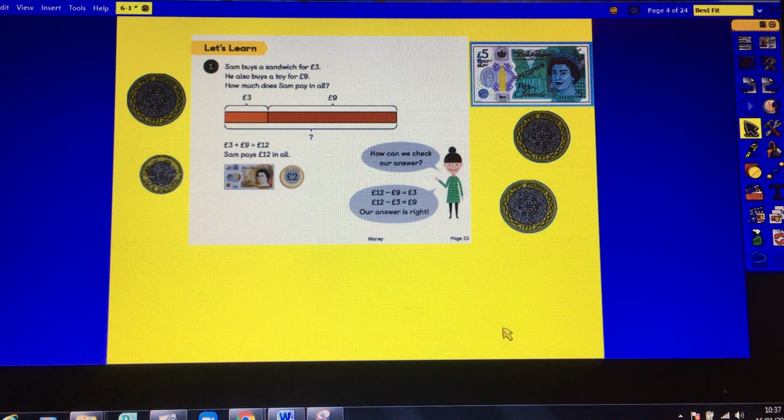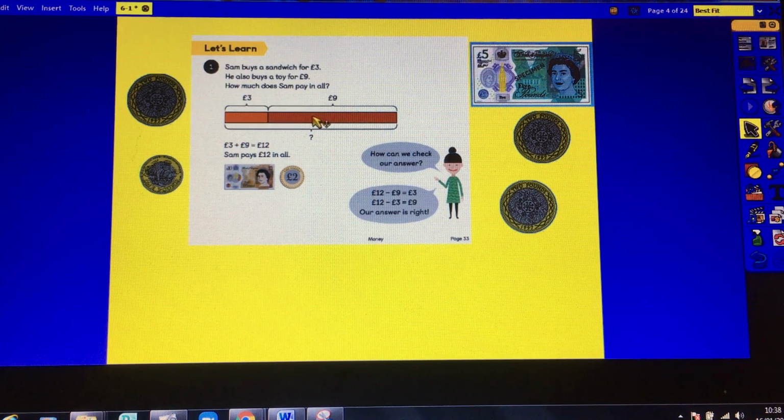Now if we look at our Let's Learn part 1, we see that Maths No Problem are representing this calculation, this finding the total amount, using a bar model. And this bar, the orange bar, represents the £3 that the sandwich cost. And this red bar is representing the £9 that the toy lorry cost. So Sam has bought the sandwich for £3, represented by the orange bar, and the toy lorry for £9, represented by the red bar. Can you see that the red bar is much bigger than the orange bar?